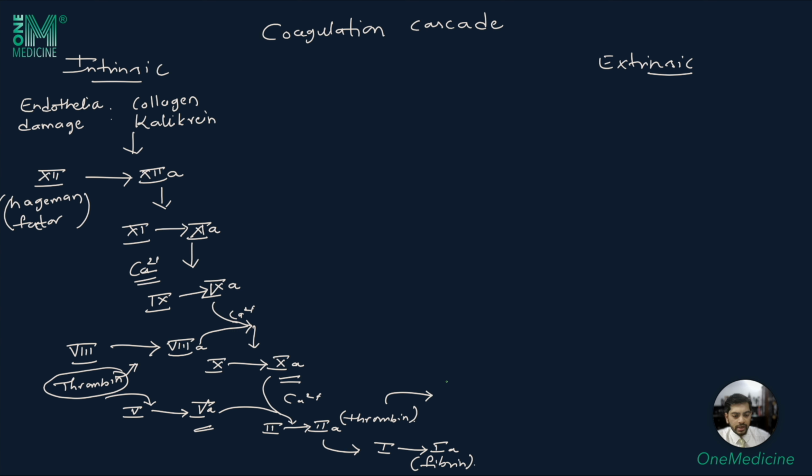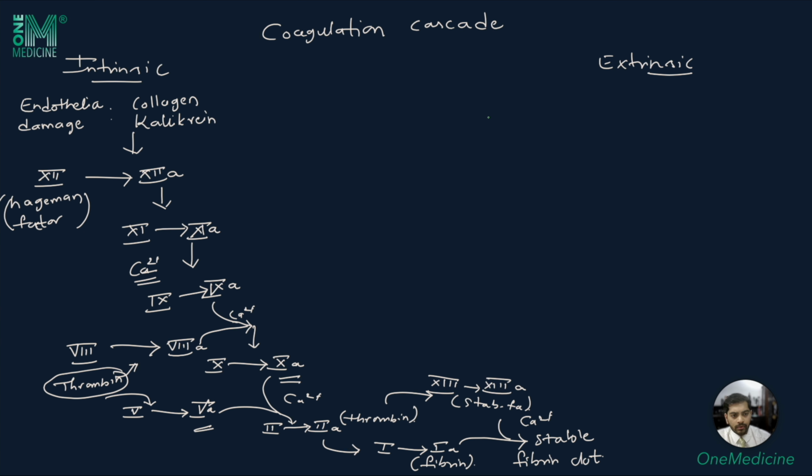Thrombin further activates factor 13 into factor 13A. Factor 13 is also known as stabilizing factor. Multiple fibrin threads in the presence of stabilizing factor as well as calcium form a stable fibrin clot. This constitutes the intrinsic pathway.